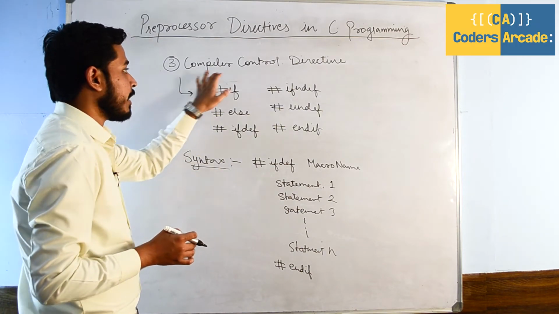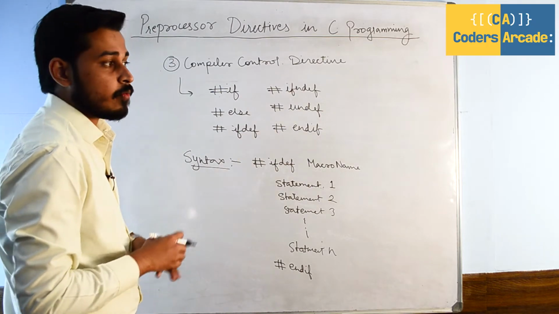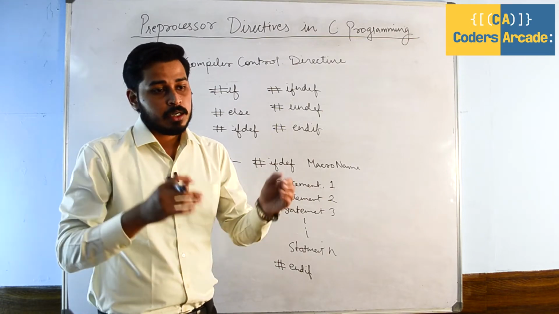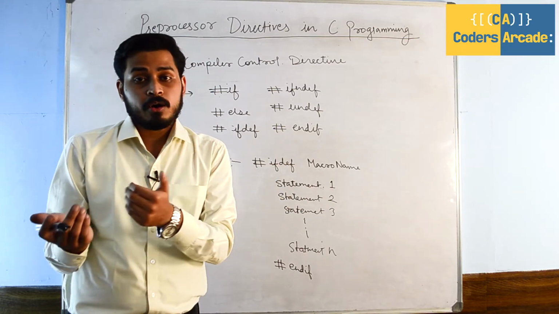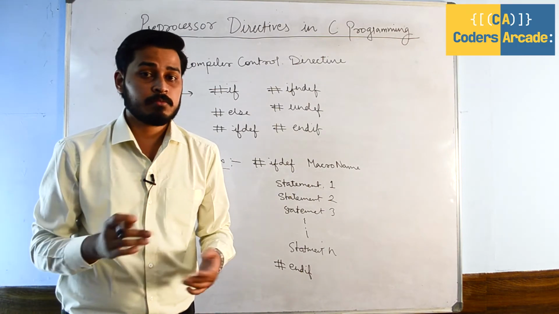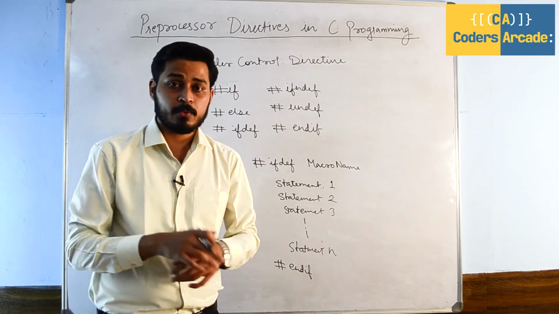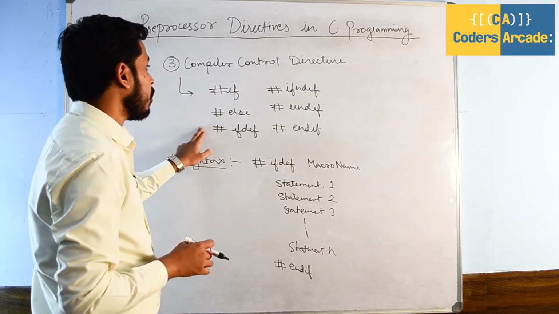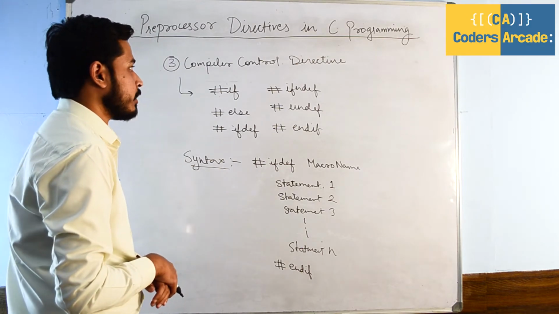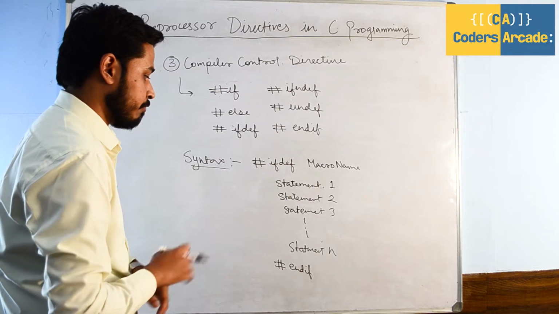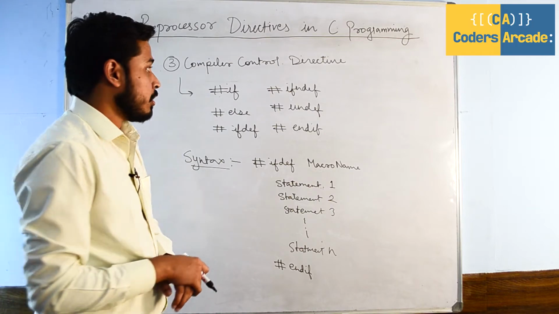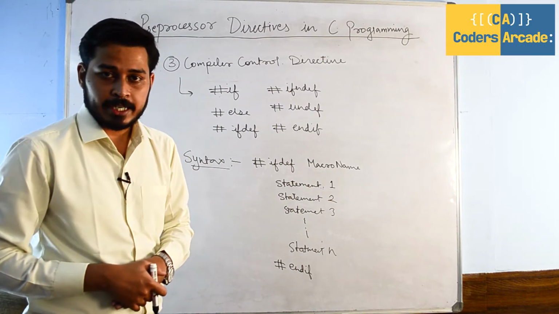So basically, compiler control directive is used to partially compile your program or select a particular part of a program. You can compile that part of a program, or you can select what part of your program you don't want to compile, and then you will proceed according to your program requirement. So we have all these directives for the compiler control directive, and this is the syntax for it. Now let's jump directly into the example program and understand better about compiler control directive.